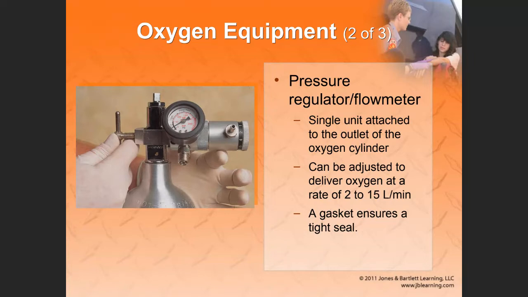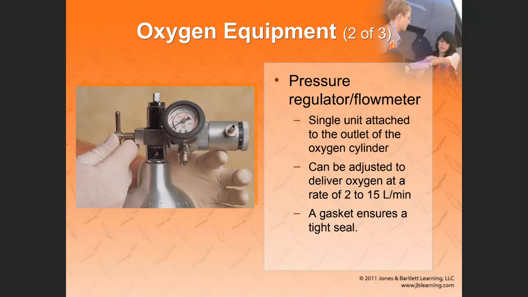And then we're able to titrate the flow meter based on whether we need to give the patient low flow oxygen or high flow oxygen. And if you're going to be administering oxygen, always start on the lower end of the device that you're using and gradually go up if the need arises. So the flow rate can be adjusted from as low as 2 to 15 liters per minute.